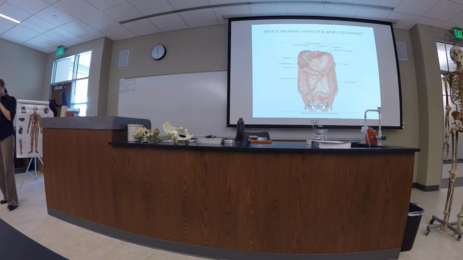So then the lesser omentum, that's again a double layered membrane. It attaches to the lesser curvature of the stomach. That's a good way to remember them. Greater omentum attached to the greater curvature of the stomach. Lesser omentum attached to the lesser curvature of the stomach. And unlike the greater omentum, the lesser omentum is attached on the other side to the liver and the gallbladder here.